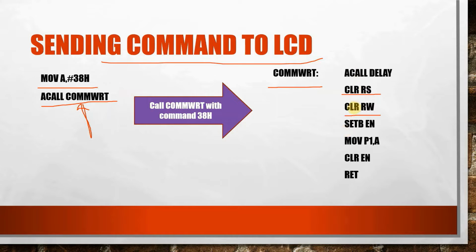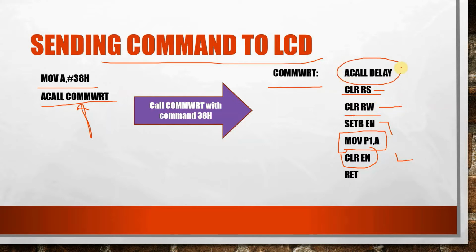So clear RS, clear RW, set bit enable, move the data to P1, that is the data bus of your LCD, and then clear your enable. So this is high and this is low. High to low enable, clear RS means command, clear RW means write.